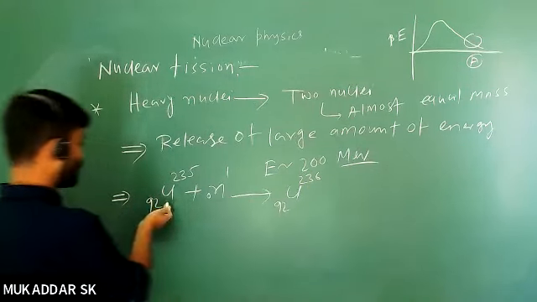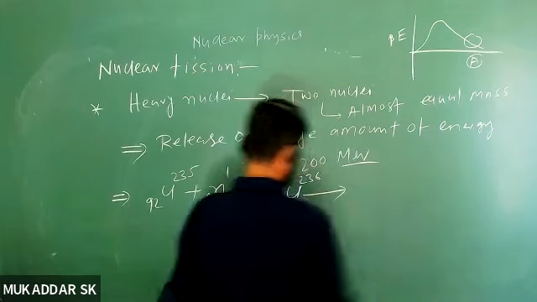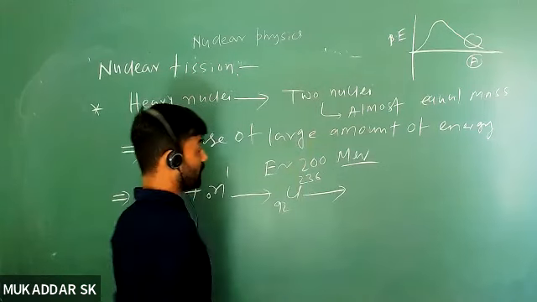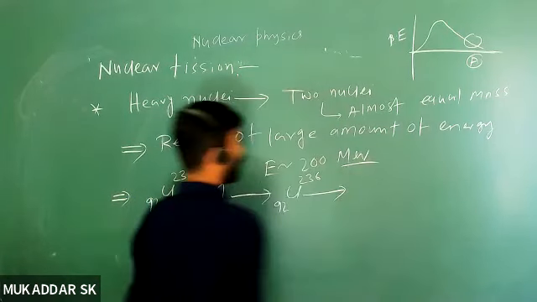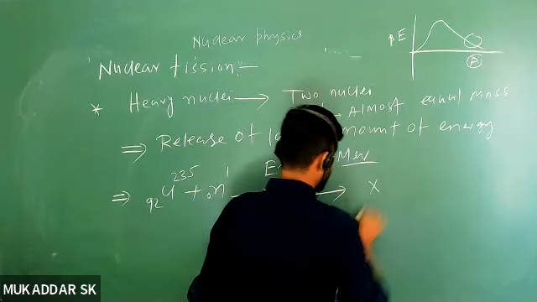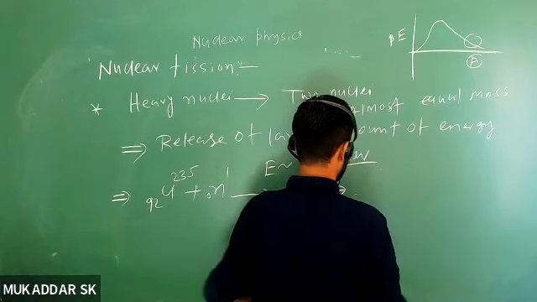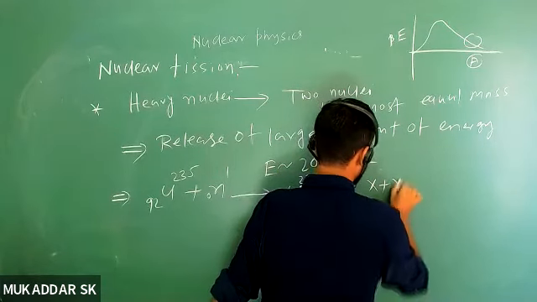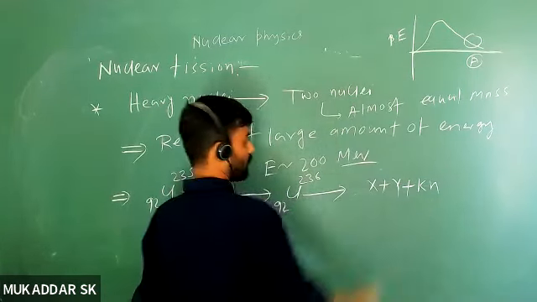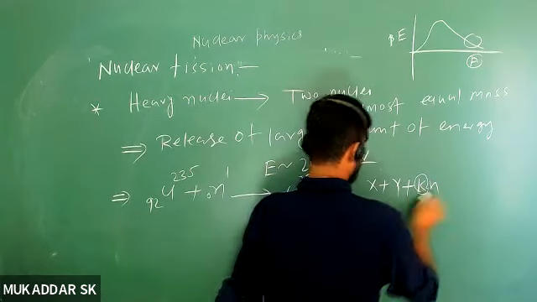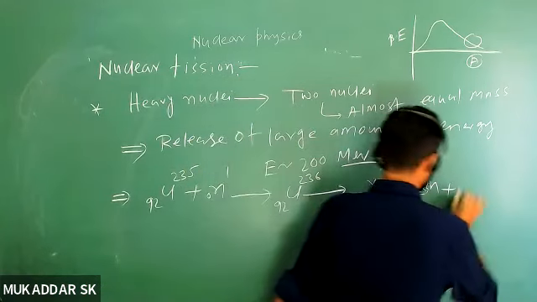So now that uranium has reached the excited state. From the excited state it will come to ground state by the nuclear fission process. In that process, suppose you have two daughter nuclei, let us give a simple notation, X plus Y, plus Kn. There will be emission of neutrons also. K is some number. So there will be two daughter nuclei with emission of neutrons also, and there will be a large amount of energy.